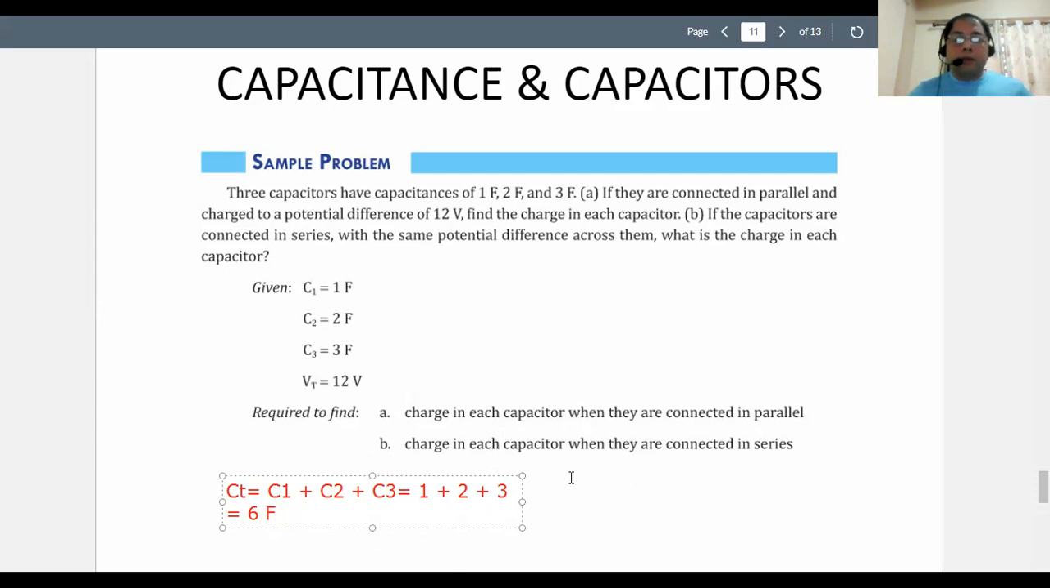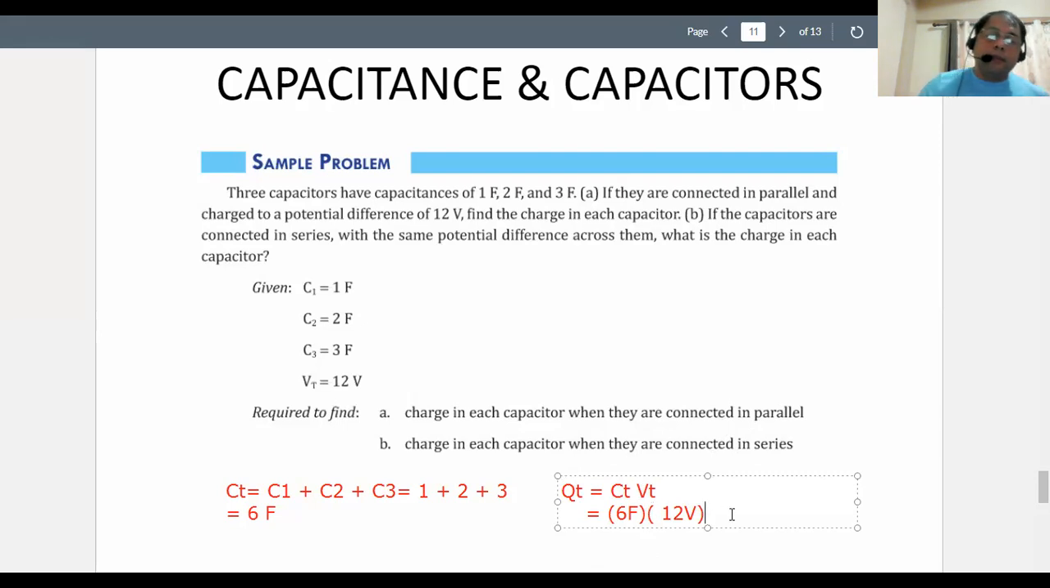So if you'll solve for the total charge Q, so Q sub T is denoted by C_T times V total. So what's the total capacitance? The total capacitance is 6 farad, while the total voltage is 12 volts. So if you are to find the total charge, then maybe it equals this one, the total charge. But I think the question is asking for each capacitor.